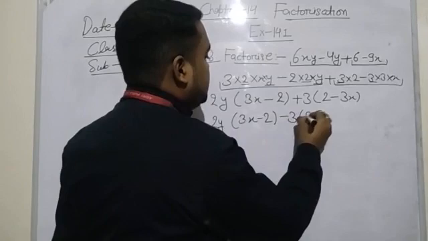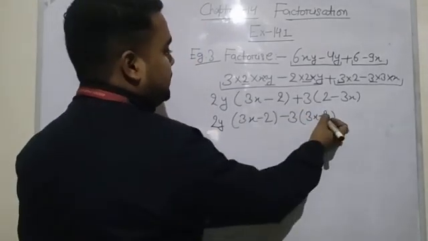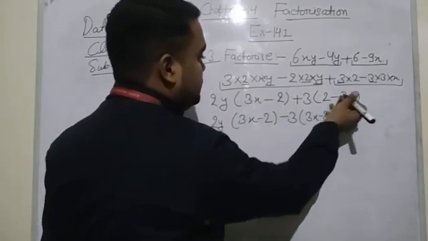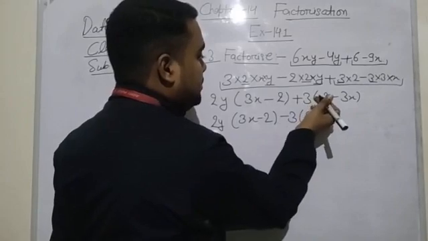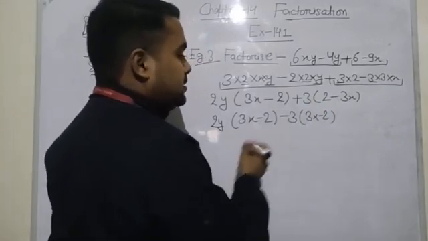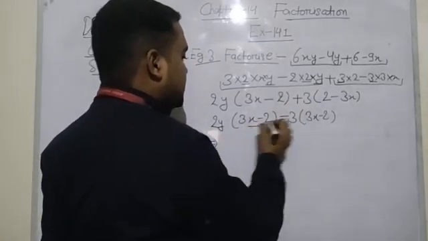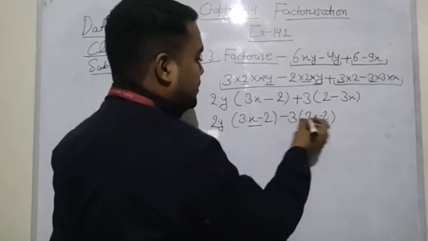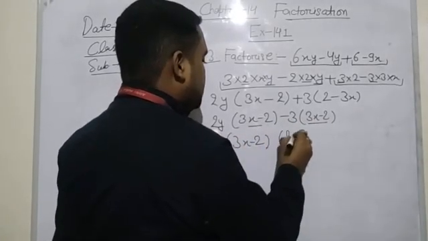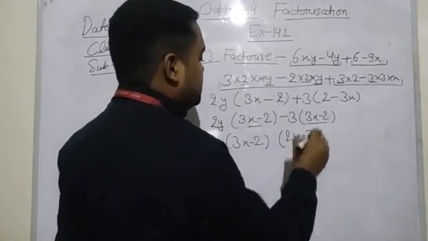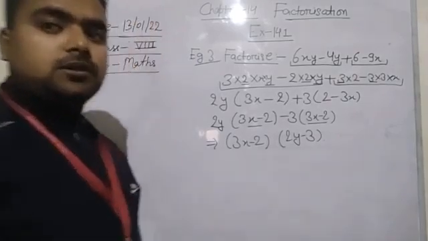Minus 3x minus 2. And as we know that when we take minus common from these two numbers, then the minus which is taken common is multiplied by plus 3. Then this plus 3 becomes minus 3. So here we can say that we have 3x minus 2 is common, and in the other bracket 2y minus 3. Okay, so this is the factorization by regrouping. So note it down.